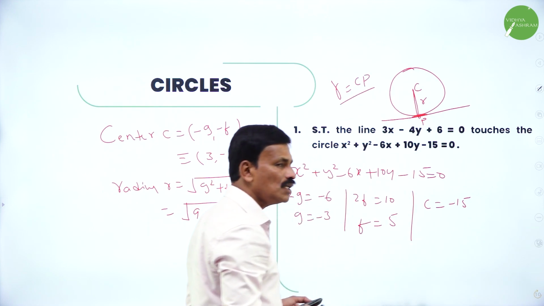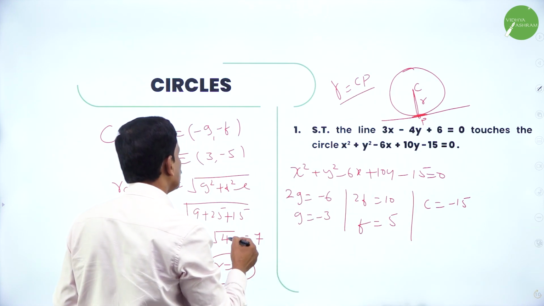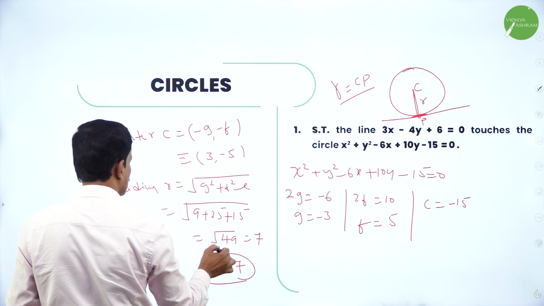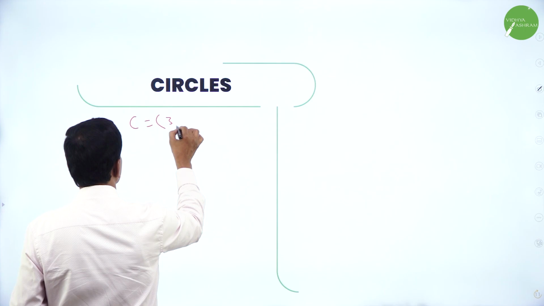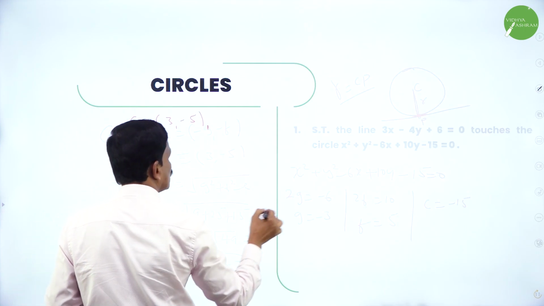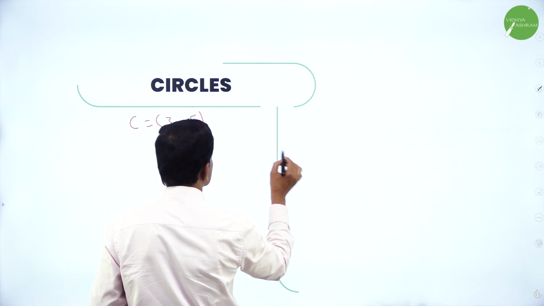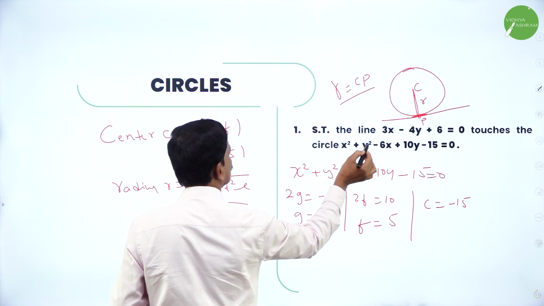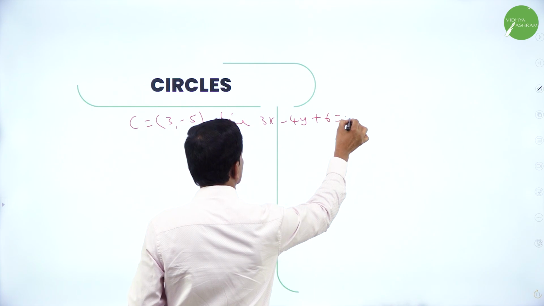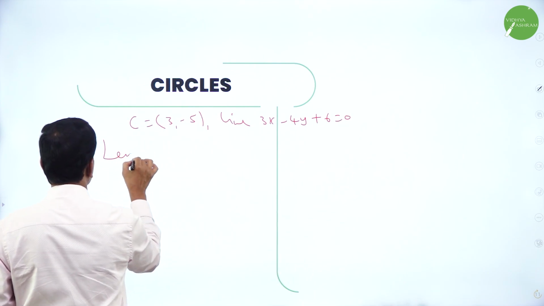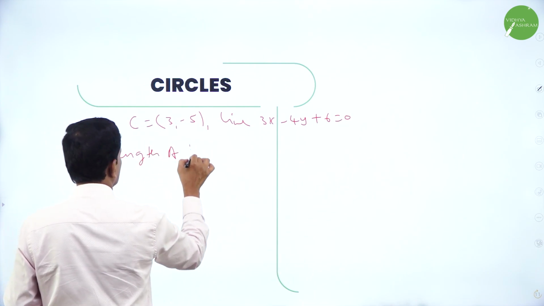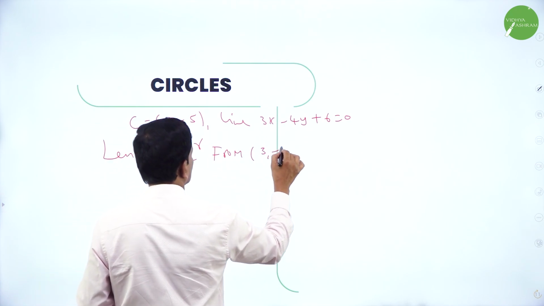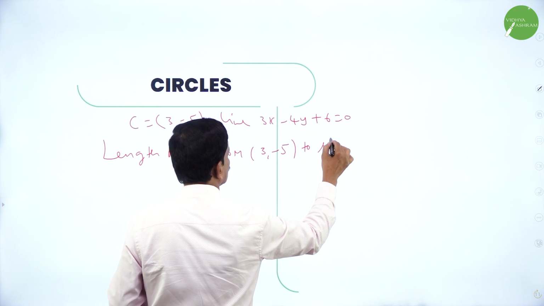Now, just find out the length of perpendicular from the center. What is the center? The center is (3, -5), and the line given is 3x - 4y + 6 = 0. Now, just find out the length of perpendicular from (3, -5) to the line.